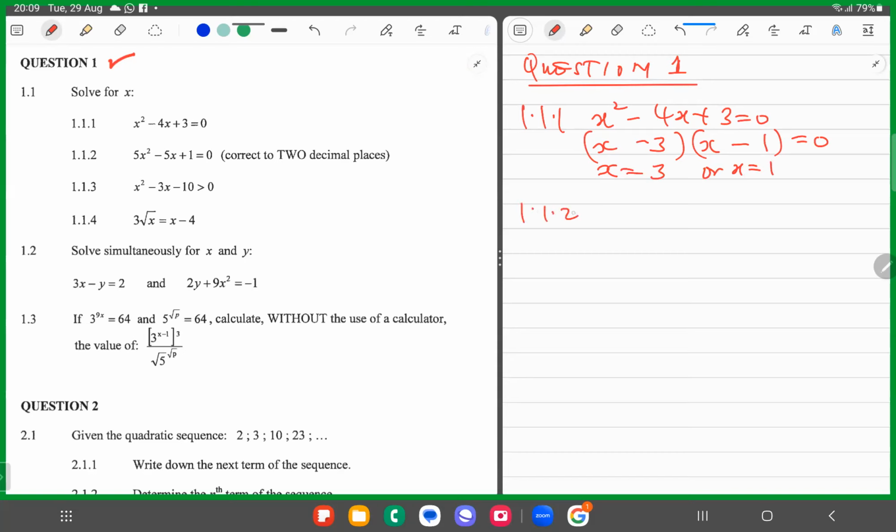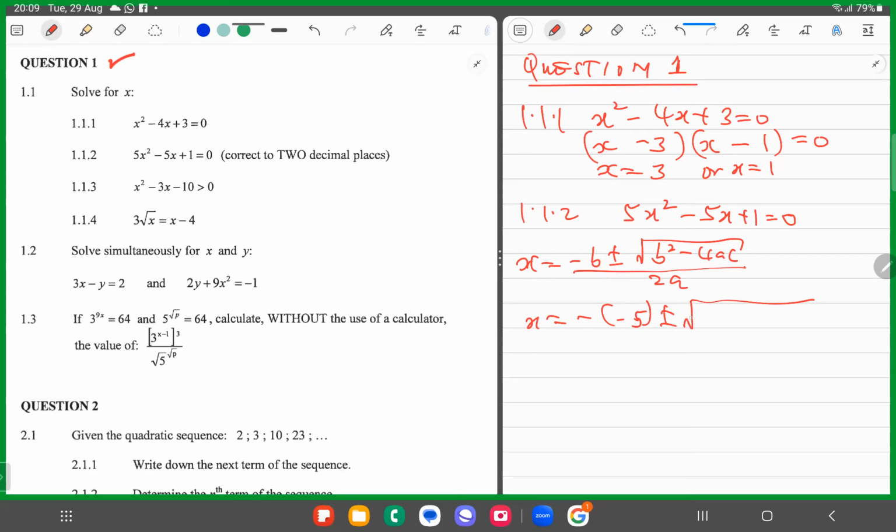And we are looking at this paper. Connected to decimal places, you're supposed to solve 5x squared minus 5x plus 1 equals 0 to 2 decimal places. Then we start by saying x equals minus b plus or minus the square root of b squared minus 4ac, all over 2a. What is b? b is minus 5, plus or minus. You square it, minus 4, the a is 5, and the c is 1, all over twice a.